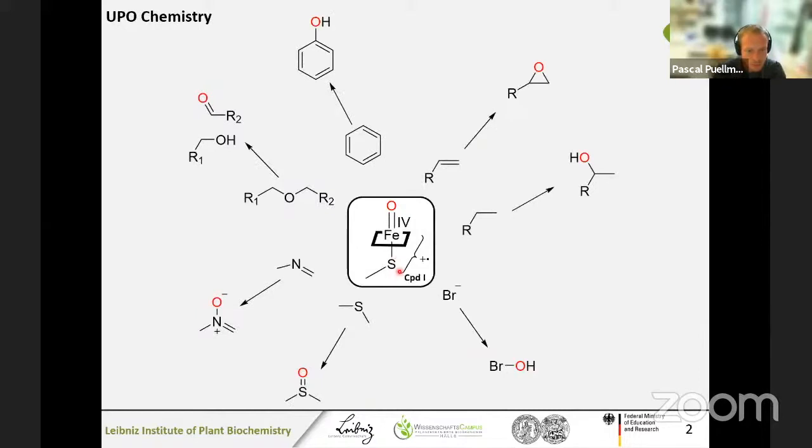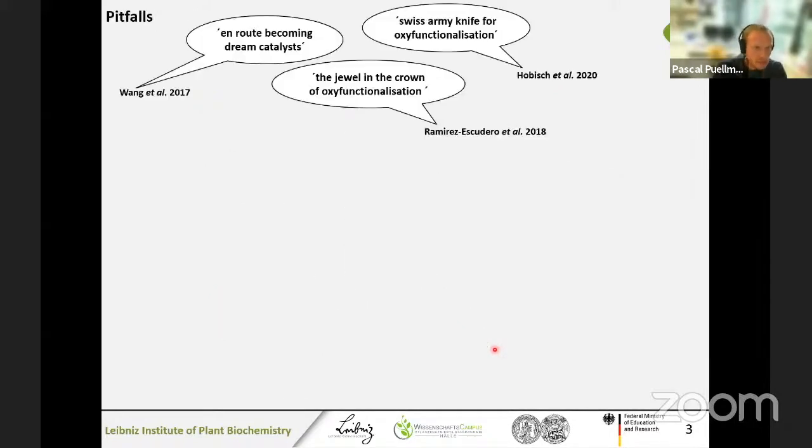And the chemistry is actually quite comparable. So starting from compound 1, you're capable of doing aliphatic as well as aromatic hydroxylation, as well as epoxidation and heteroatom oxidations, which is quite unique. You're also able to do halogenation that proceeds via a halogenating species with bromide and chloride. So these enzymes are quite interesting and caused a lot of bold statements and created a lot of fuss in the community. So it seems to be like the perfect enzyme out there.